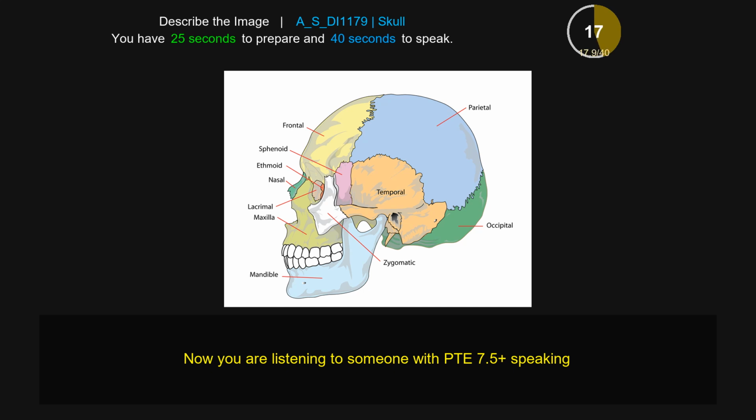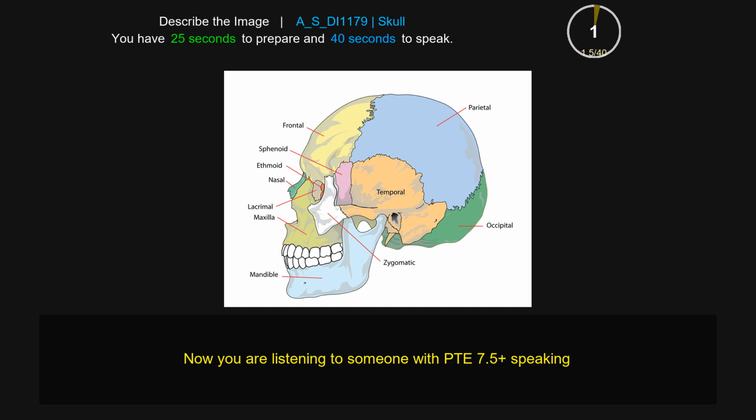The nasal part is called nasal, and the innermost part is called temporal. And we can also see there are the other parts called sphenoid, ethmoid, lacrimal, occipital, and zygomatic. To sum up, these are all the parts of the human skull.